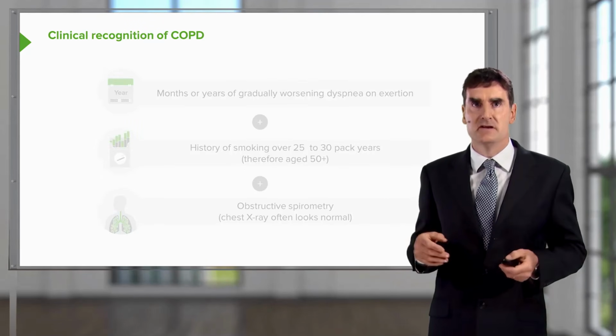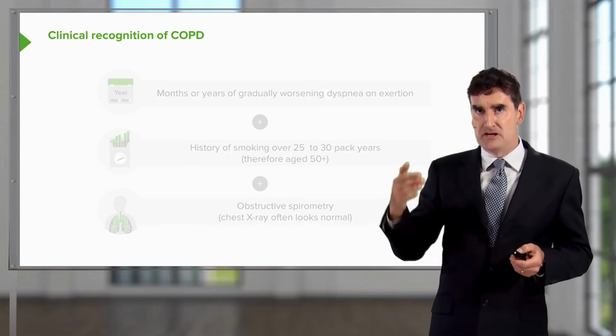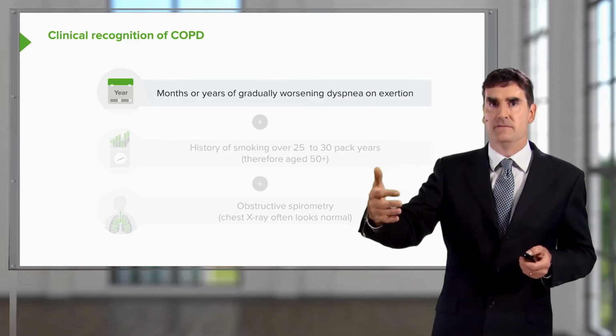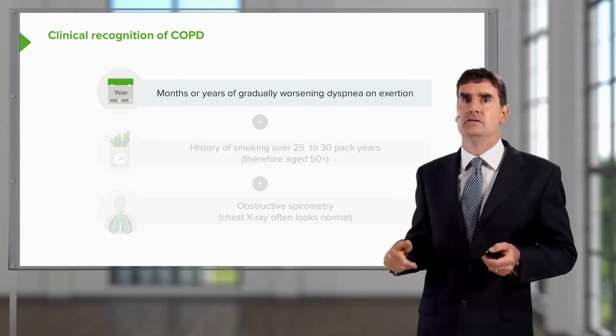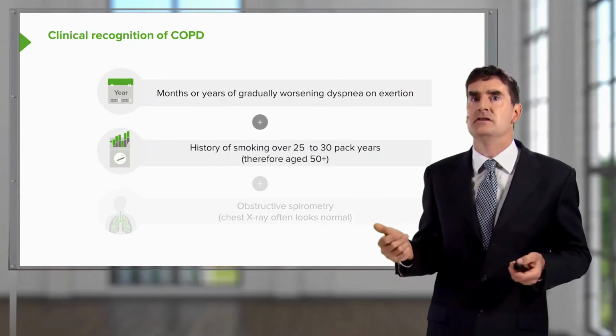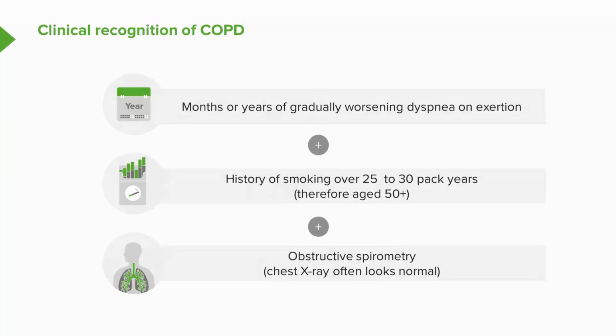So, how do you recognize the patients with COPD? It's a combination of gradually worsening breathlessness on exertion over years or months, with a significant pack year history, 25 to 30 pack years. Therefore, most patients will be aged over 50 or so, plus obstructive spirometry. The chest x-ray often looks normal.